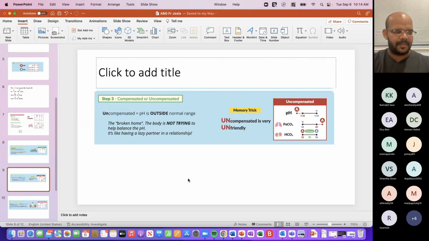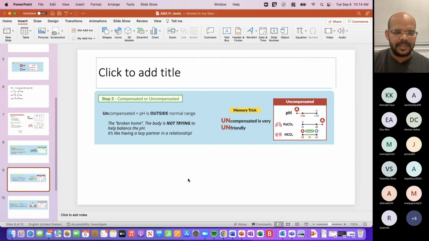You're getting it? Any confusion? So you can see pH is always abnormal, and either HCO3 or PCO2 will be abnormal. Okay, only one will be abnormal. So if another one is becoming abnormal, it means that it is trying to compensate. So when it is trying to compensate, the other one will also become abnormal.